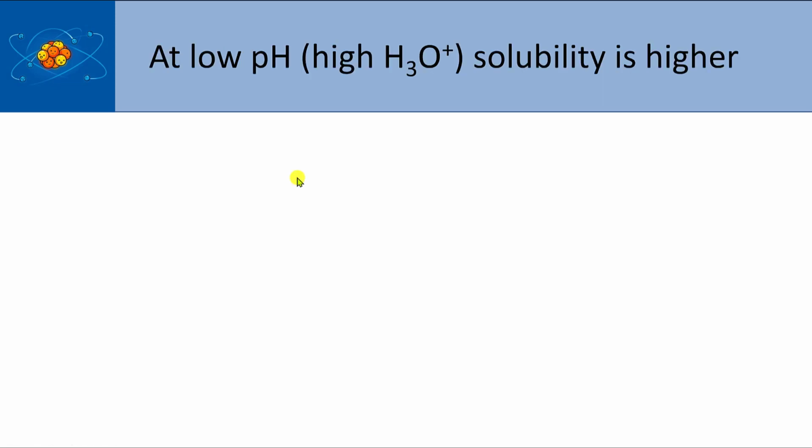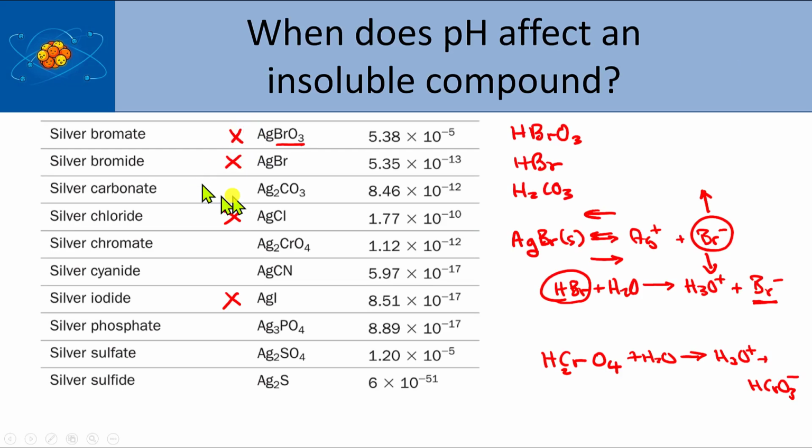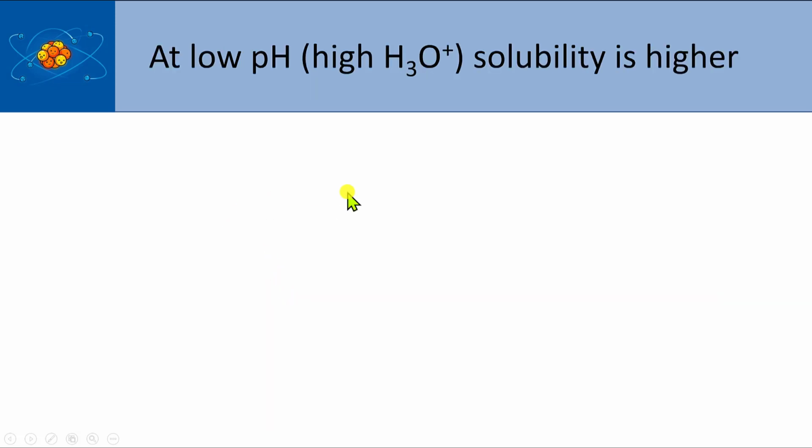Okay, so let's start with silver cyanide. It's an easy one to do first. AgCN, solid, right? And then it makes silver ions plus cyanide ions like this, okay? And then HCN is a weak acid.